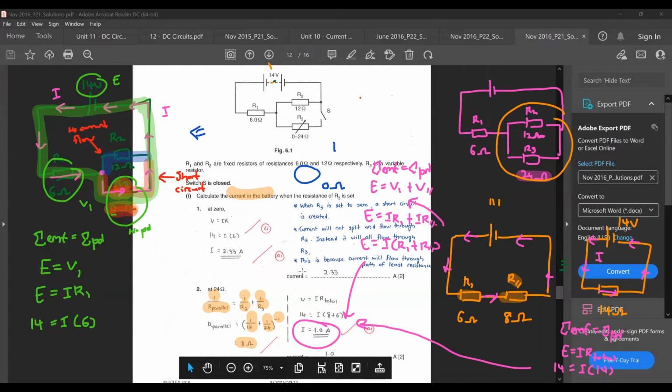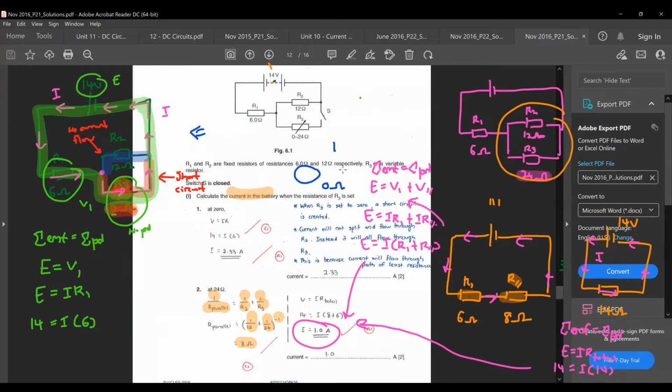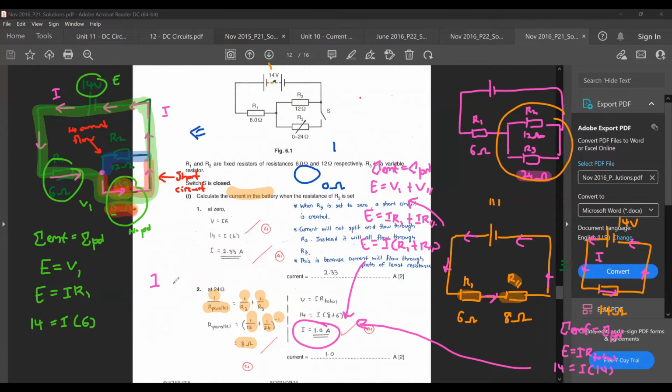So you get the answer as 1 ampere. Another thing I should mention is that when you do your calculation, your calculator will just give you 1. This one is 1 SF only. So don't write your answer in 1 SF. Write your answer as 1.0, so that is 2 SF. This one is correct. I mentioned to you guys a number of times before: final answer minimum 2 SF.